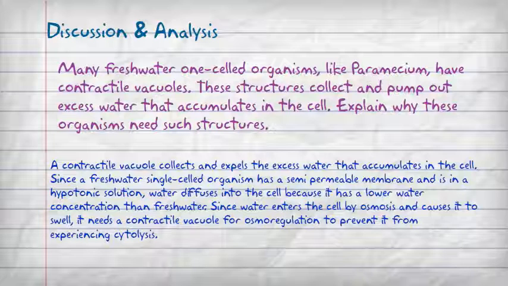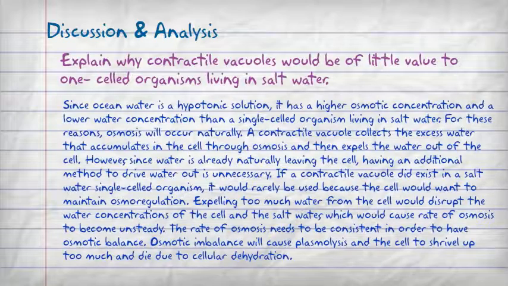Since a freshwater single-celled organism has a semi-permeable membrane and is in a hypotonic solution, water diffuses into the cell because it has a lower water concentration than fresh water. Since water enters the cell by osmosis and causes it to swell, it needs a contractile vacuole for osmoregulation to prevent it from experiencing cytolysis.